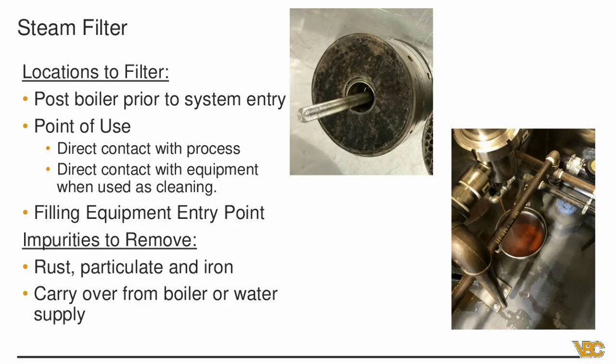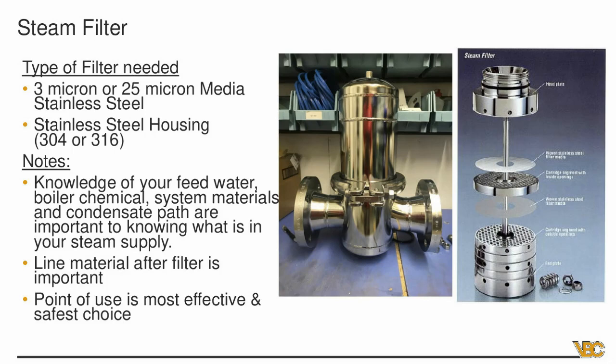So the type of filter that's needed, there's two different types of filters that we recommend for these situations, depending on what you're trying to do. There's a 3 micron and a 25 micron stainless steel filter media. And then same thing, it'd be a stainless steel housing. You don't necessarily need the stainless steel housing from a purity standpoint, but you do need it from a longevity standpoint. If you try to use a steel housing or some other material, you're going to run into problems with it rusting, and the heat of the steam, even on low pressure systems over time, is going to degrade the housing. For the little bit of extra cost, having a stainless steel housing makes a lot of sense.